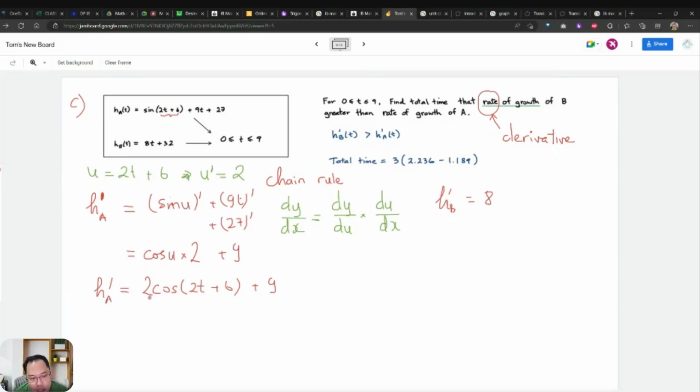And the condition is that HA derivative here must be greater than 8, which is HB derivative here. So you need a calculator to plot the two graphs again and determine from the graph the range of the value t so that the function on the left here is greater than 8. Just simple like that. Okay. Let me change the share screen and also use my calculator.